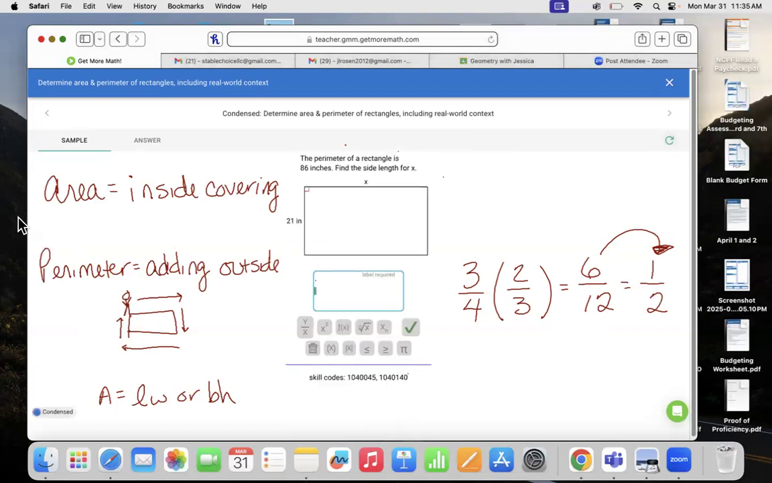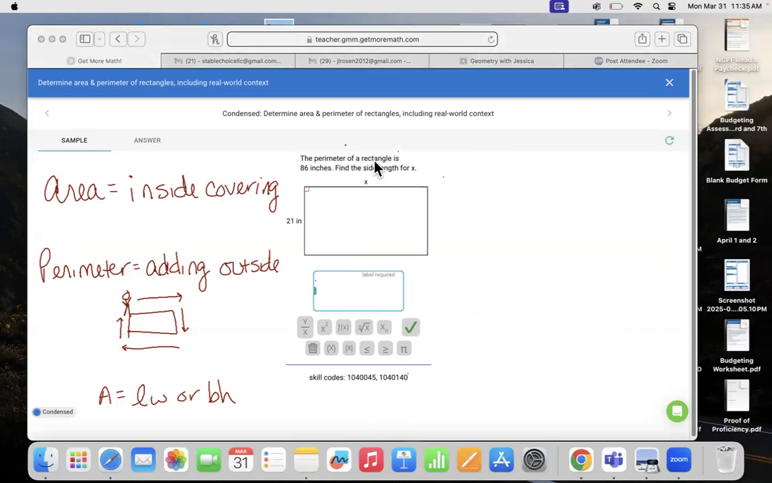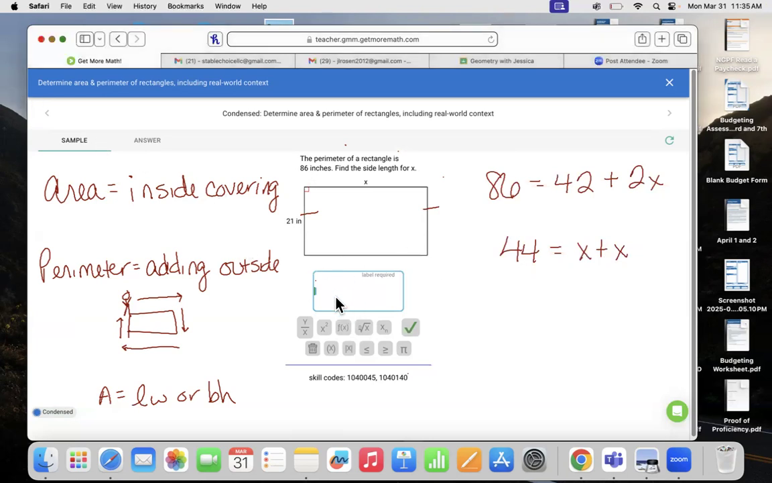And let's see, this one here again wants perimeter. So we need to remember perimeter is adding up the outside. Perimeter of the rectangle is 86 inches equals, well, 21 and 21 is 42. I just like to combine them so I don't have to deal with that. Plus 2 x's. And then to solve it, I would just take away the two 21s, right? So 86 minus 42 leaves me 44. And then I have x plus x means I'm going to divide them in 2, right? So that means each one of those is going to be 22 because 44 divided by 2 is 22. And it needs to be inches.